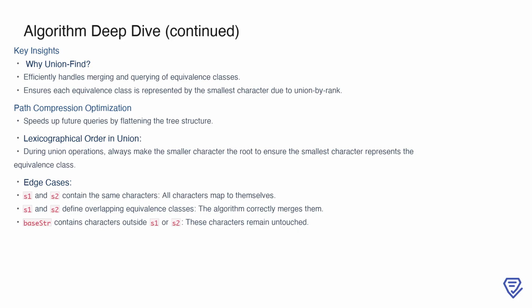This guarantees that each equivalence class is represented by the smallest possible character. We also need to carefully handle edge cases. For instance, if S1 and S2 contain identical characters, no transformations are needed as all characters already map to themselves. If S1 and S2 define overlapping equivalence classes, the algorithm properly merges these into a single class. Lastly, for characters in base str that do not appear in S1 or S2, we leave them unchanged since they are not part of any equivalence class.